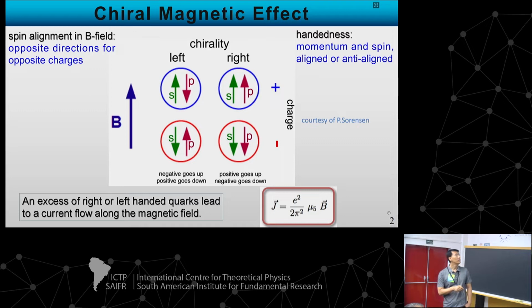So if, say, we have right-handed particles, then momentum and spin will follow the same direction. In this case, we will have positive charge going up and negative charge going down. So this is a charge separation, or an electric current induced by the magnetic field. And notice, this is not the conventional Faraday induction, because the magnetic field and the electric field have the same direction in the CME. So this is new physics.